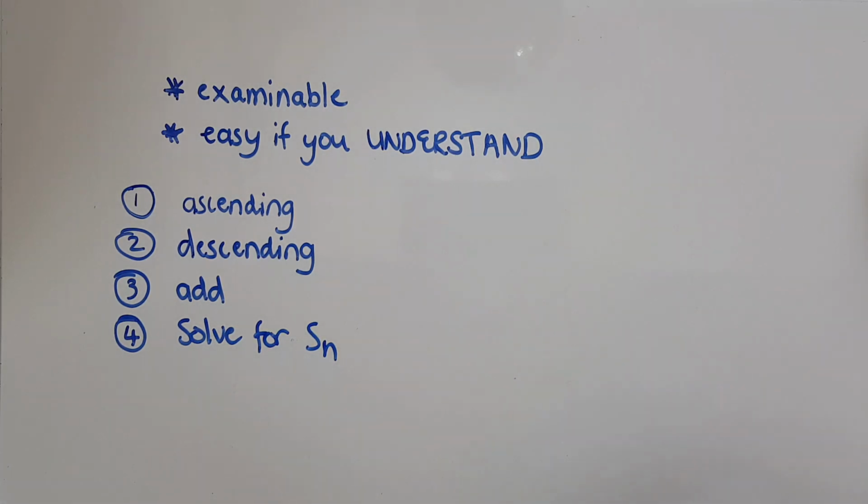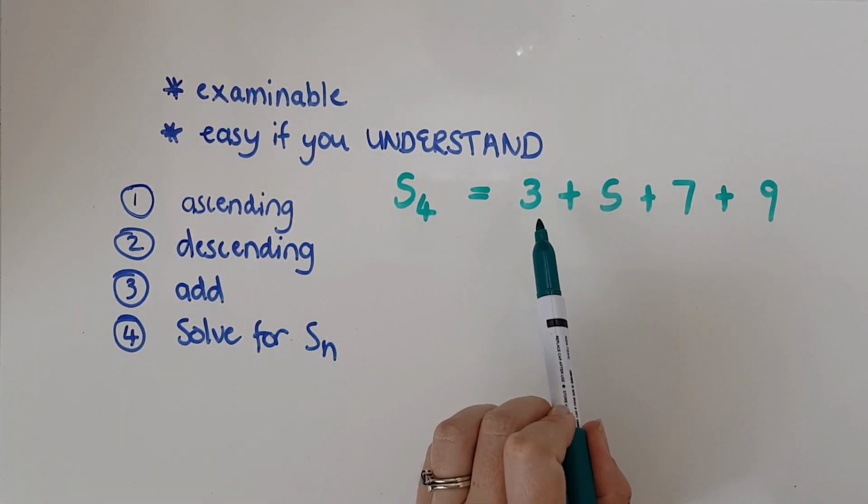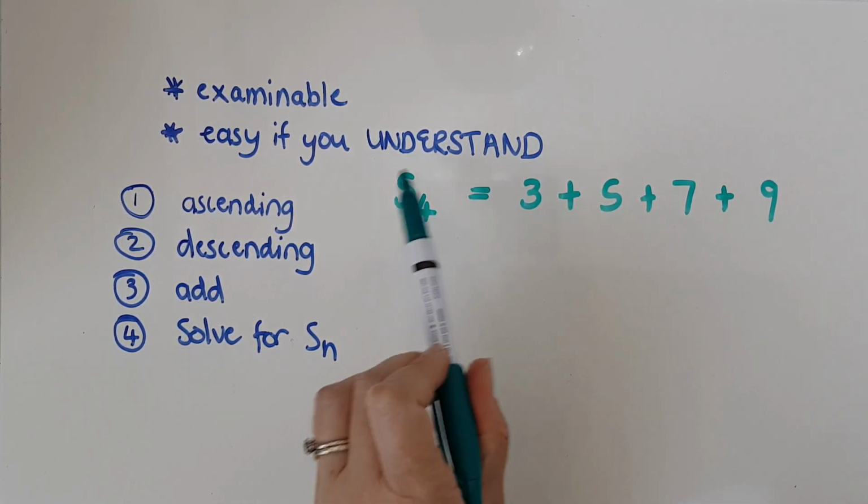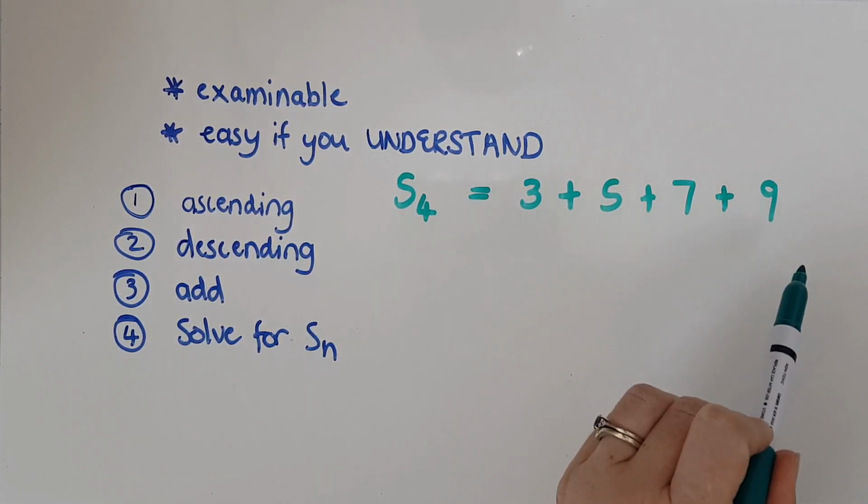Okay, so what that looks like is the following. I'm going to do one that helps you understand it. What I'm doing now is not the actual proof, but it is a way of really helping yourself understand what we're going to do later. So for example, if I use S4, and I'm making up an arithmetic sequence here, we're going to sum all of those. Obviously, it's the sum to 4 terms. Those are the first 4 terms.